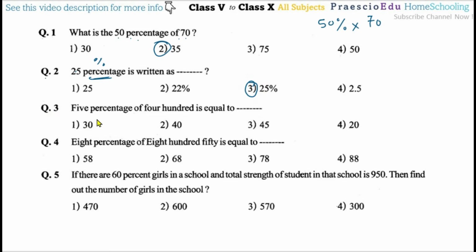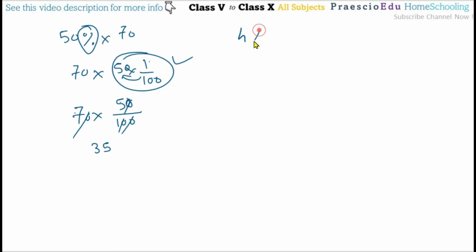Now question number 3, 5% of 400 is equals to... 5% means 5, then "of" means multiplication, and then 400. Okay, so now we are going to solve this one. 5% of 400. Now 5, this percentage we will multiply by 1 by 100, means 5 by 100.